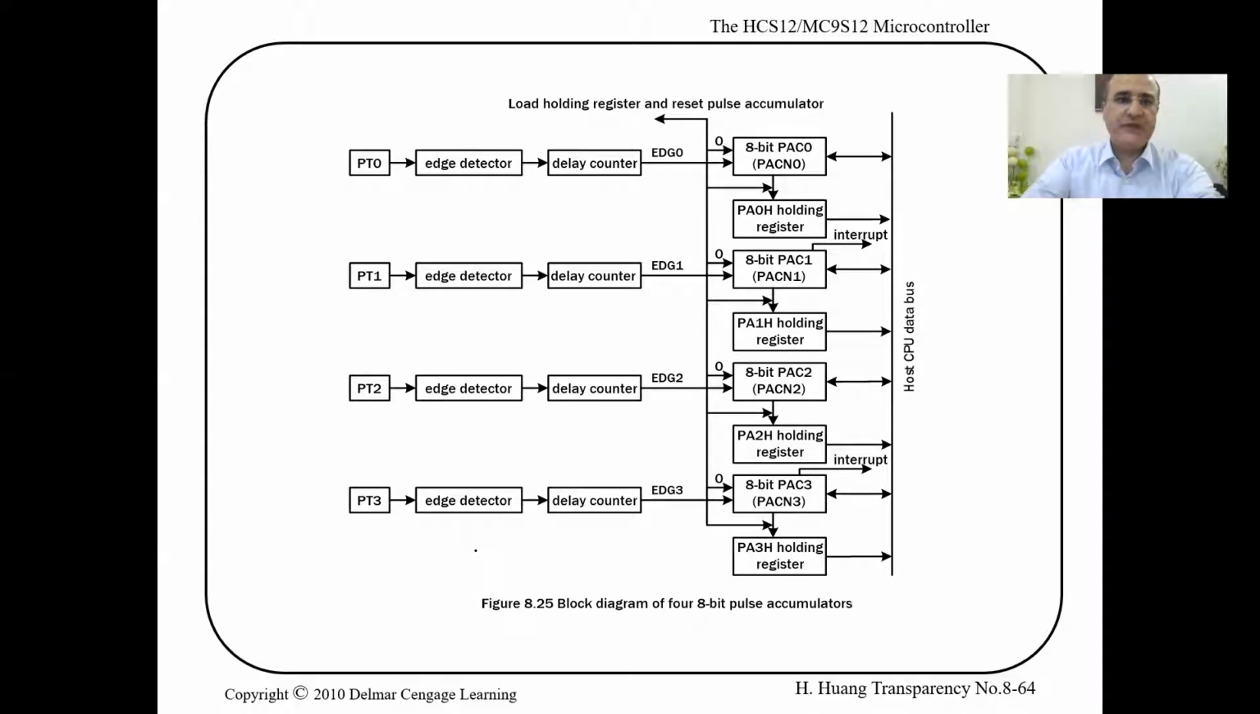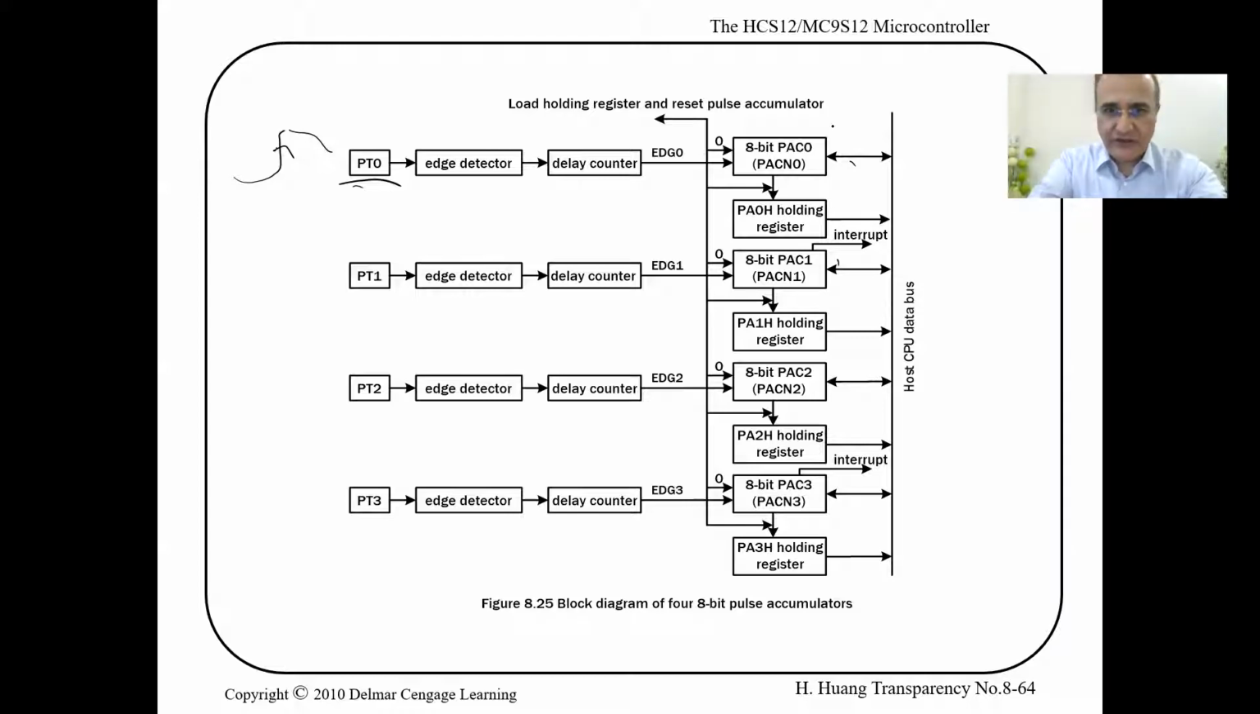Here it is. So if you're using each one of these, port T0, there is hardware that will detect the edge, and the pulse accumulator will increment automatically whenever a rising edge comes here. Okay, T0 for A0, T1 for pulse accumulator 1, and so on.